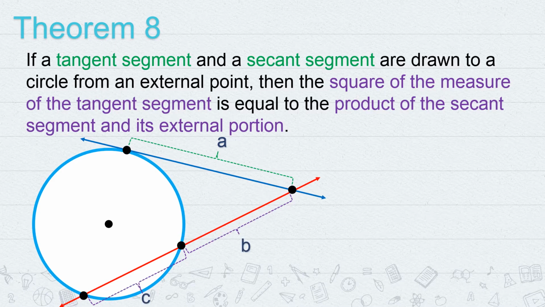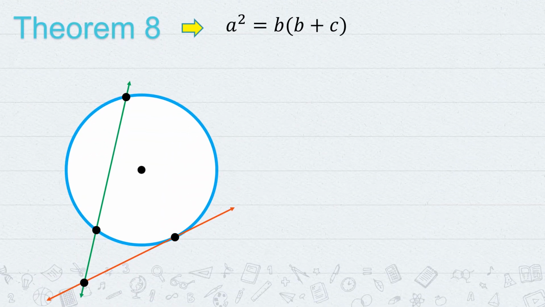So meaning, using these values from our segments, we may state that a squared is equal to b times b plus c. So how does this work in finding the missing measure of our segment involving our tangent and our second line? Let's have a couple of examples for this one. Here on our figure, given the measurements, for our tangent line, the one that intersected our circle in exactly 1 point, our orange line, and for our second line, it is the green one. We need to find the measurement of our tangent segment, which is x.